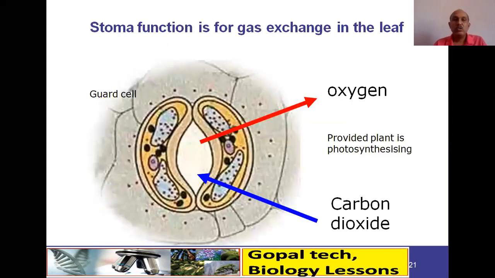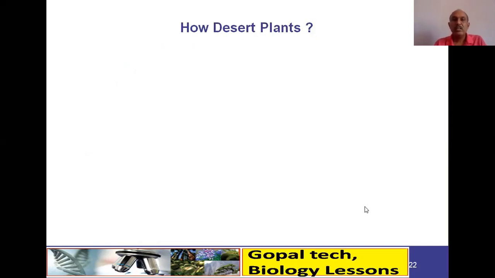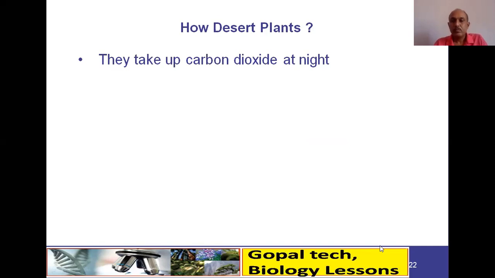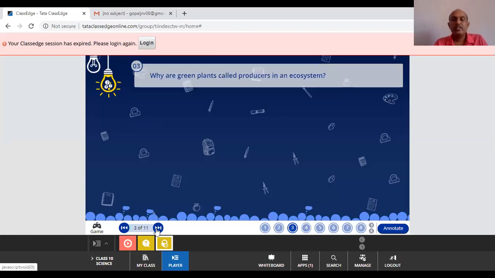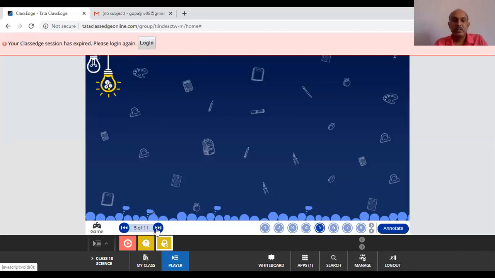And this is how the stoma helps in exchange of gases, oxygen and carbon dioxide. We will see this later also. Okay, now if you go further, what we are discussing, you can write like this. Okay, see the next question. Why are the green plants called producers in an ecosystem? Okay, you can answer like this.